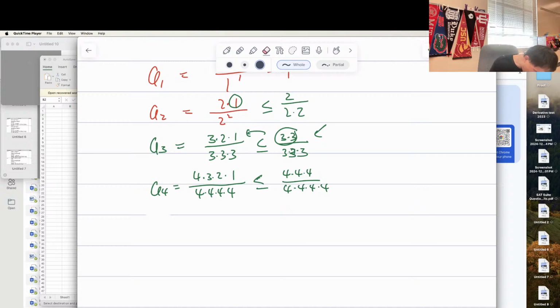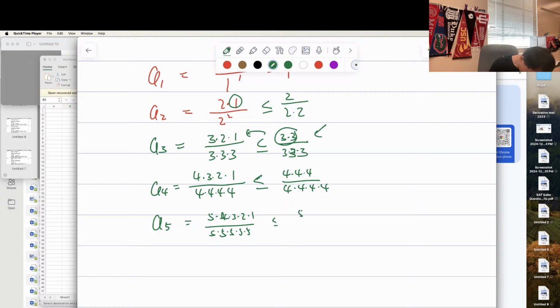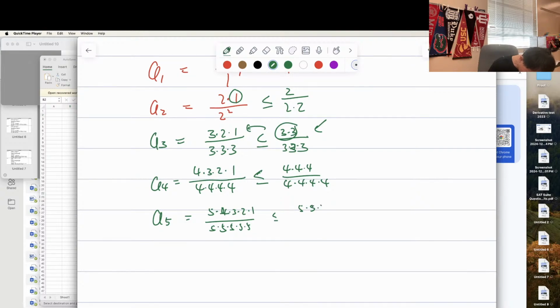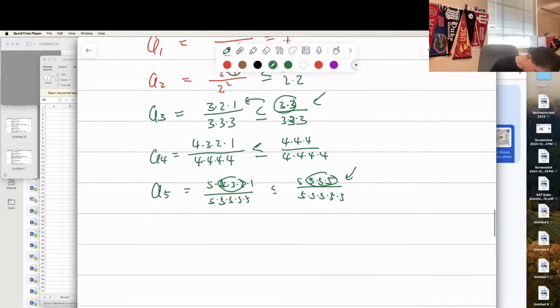But if I do one more, just to show you: 5 times 4 times 3 times 2 times 1 over 5 times 5 times 5 times 5 times 5. It's less than 5 times 5 times 5 times 5 over 5 to the 5th power, because this for sure is greater than this, right? Now we have already created a bound. Now obviously, that's going to be rewritten as n to the n minus 1 over n.